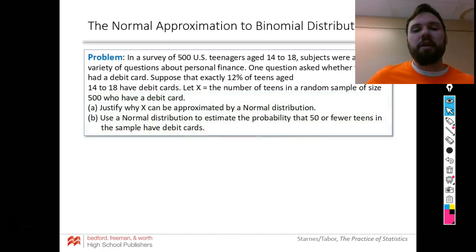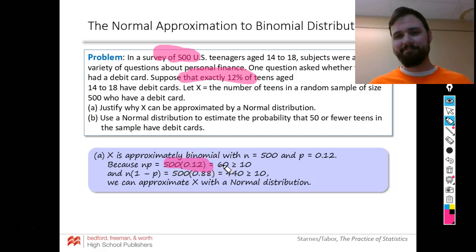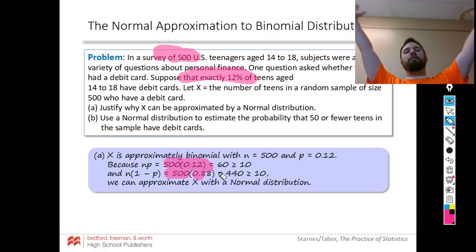Alright. Same question we had before. Why would this show approximate normal? Okay. Well, our number of trials was 500, right? 500 teenagers. Probability of success is 0.12. So 500 times 0.12 is 60, which is bigger than 10. And our failure rate, 500 times 0.88, is 440, which is also bigger than 10. So it can be normal. It's normal.